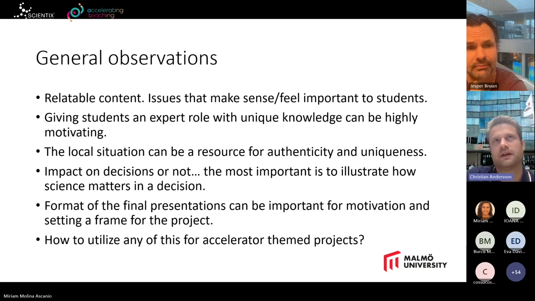Yes, I've been thinking about that. I mean, one challenge is that you have these big accelerators, these huge facilities like CERN in Geneva, and one big in Lund, Sweden, but they're not very common. So it's not like you have an accelerator next door, so it's not possible to really relate it to the local situation as a teacher.